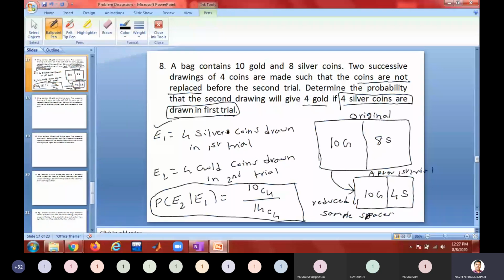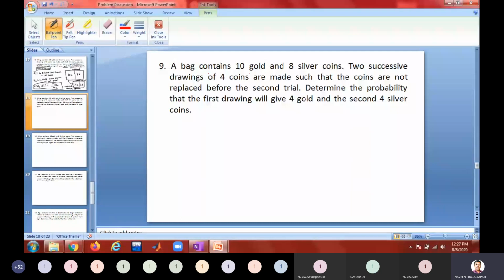A bag contains 10 gold and 8 silver coins. Two successive drawings of 4 coins are made such that the coins are not replaced before the second trial. Determine the probability that the first drawing will give 4 gold and the second drawing will give 4 silver coins. This question is fine.